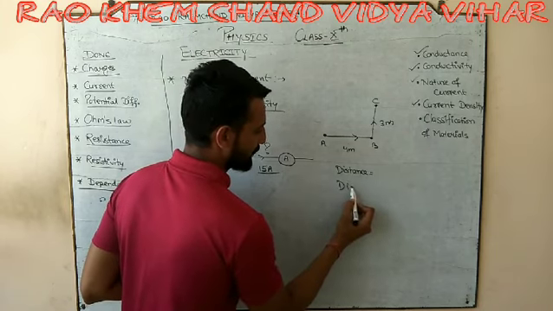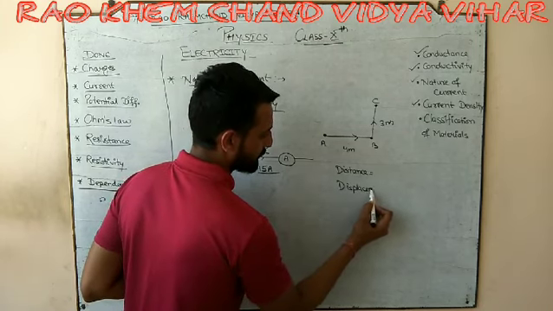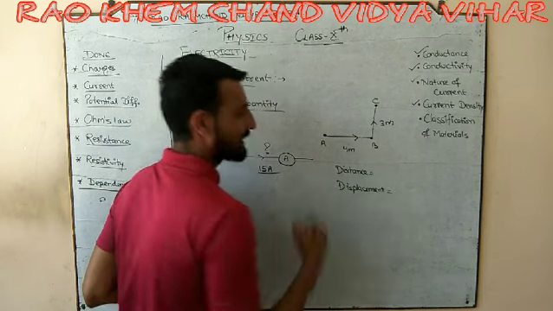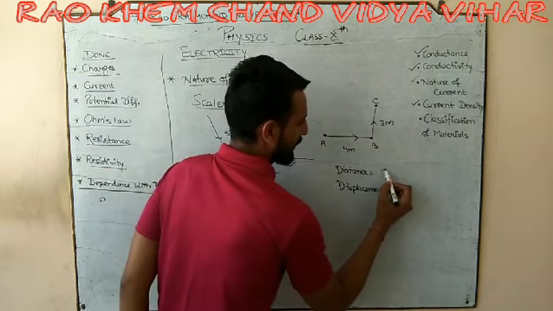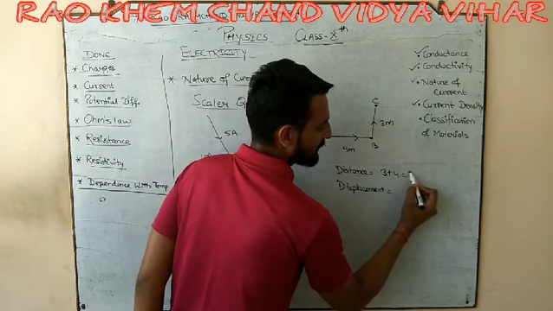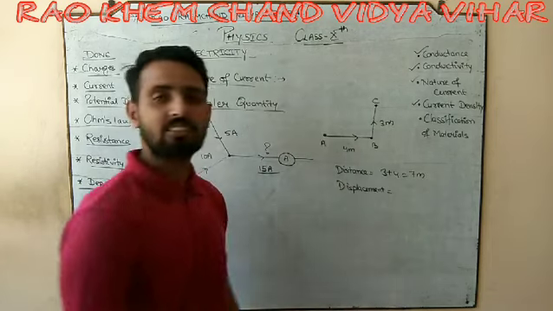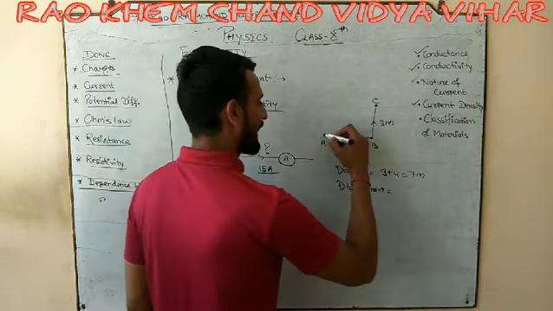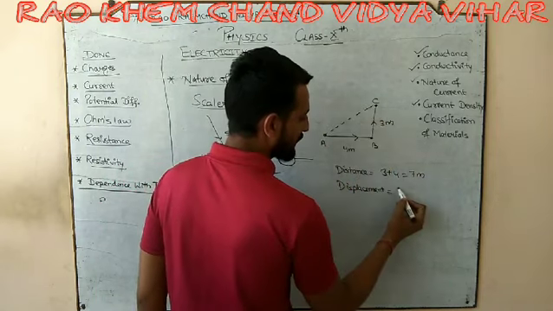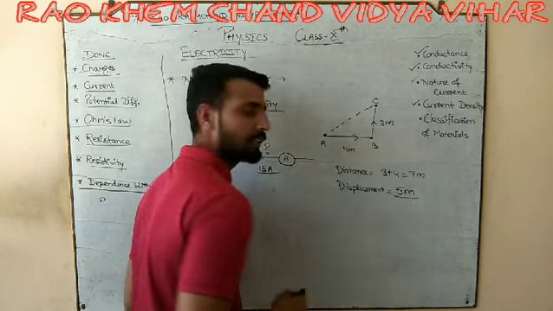And what is the displacement here? So the distance is 7. You will call, so 3 plus 4 is 7 meter. But what is the displacement? You will calculate this by using the Pythagoras theorem and you will see it is 5 meter.